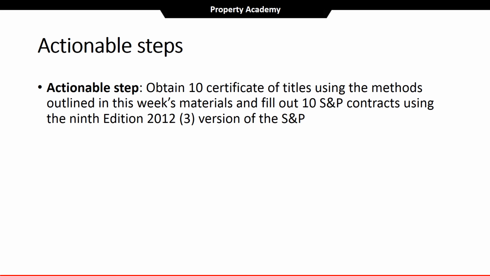Again, I want you guys to obtain 5 certificates of title, and you can do that by requesting a lawyer to help you out, or going to a real estate agent and requesting this information for the particular property being listed that you're looking at. And I want you guys to fill out 5 sales and purchase contracts using the 9th edition provided in this week's downloadables, as well as 5 contracts using the real estate version of the S&P as well.